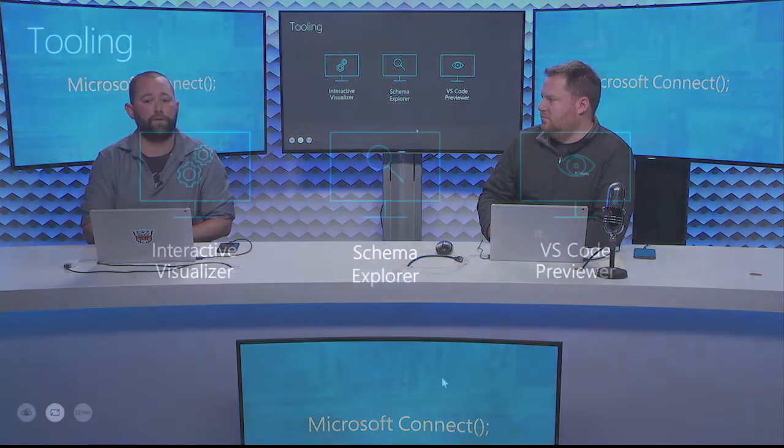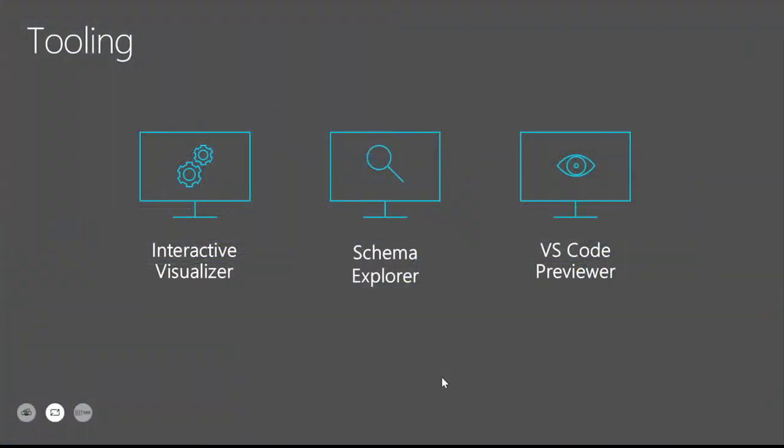And then finally, we do have a VS Code previewer as well. So if you go and search in the add-ins for VS Code, you'll see there's a previewer for adaptive cards. So that way you can stick in code like a lot of us like to do most of the time, and then still see those previews without having to go out to adaptive cards.